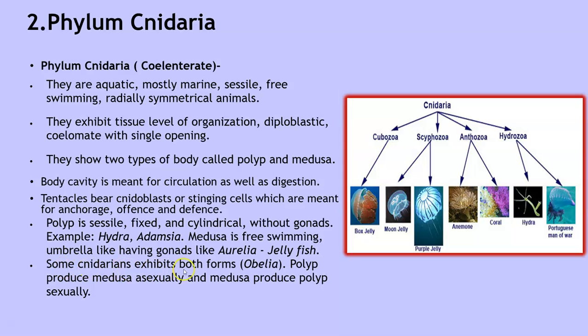Now some cnidarians exhibit both forms. Example, Obelia. Now the polyps produce medusas asexually and medusas produce polyps sexually. So this is our second phylum.